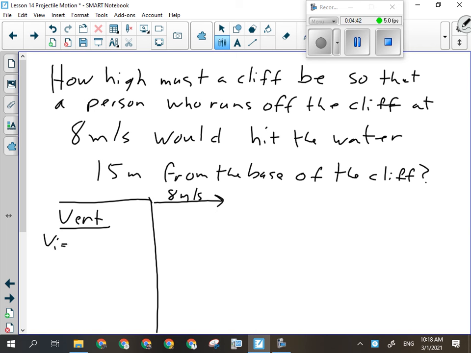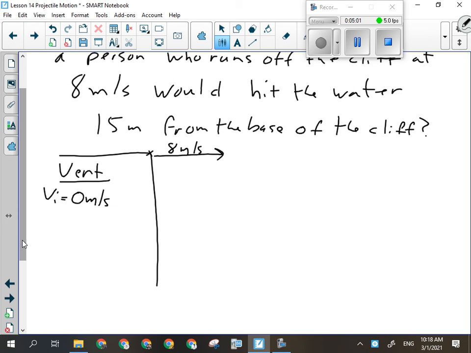So from a vertical perspective, how fast are they going when they're right there? Zero. They're going 0 meters per second. Their initial vertical velocity, if they run horizontally off the cliff, their initial vertical velocity is 0. What else do I know about the vertical part of their movement?